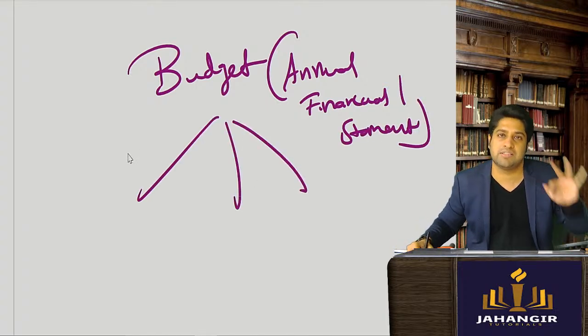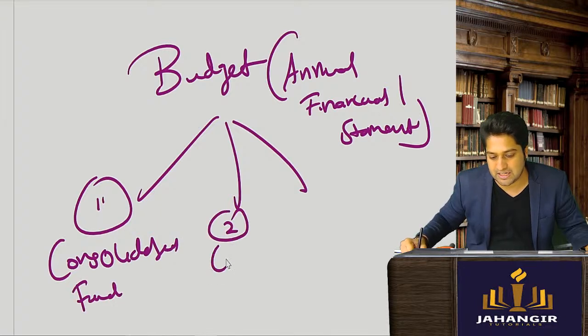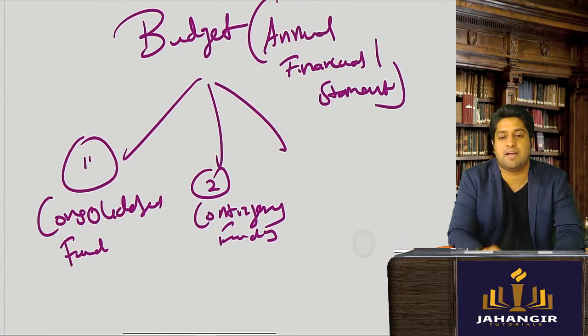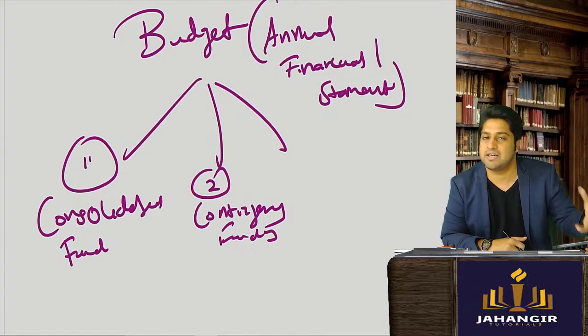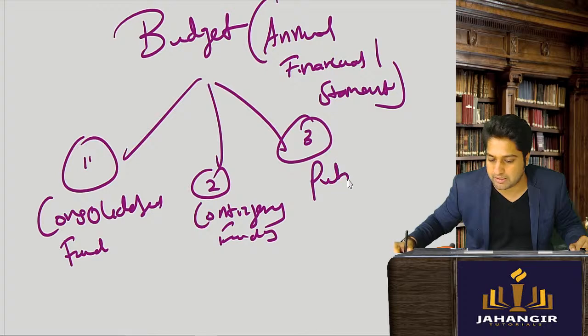The budget always has three parts. One is the Consolidated Fund of India. Second is the contingency fund. Normally there is 500 crores kept in the contingency fund. Whenever there is a calamity etc., then the contingency fund can be used. And third is the public account.